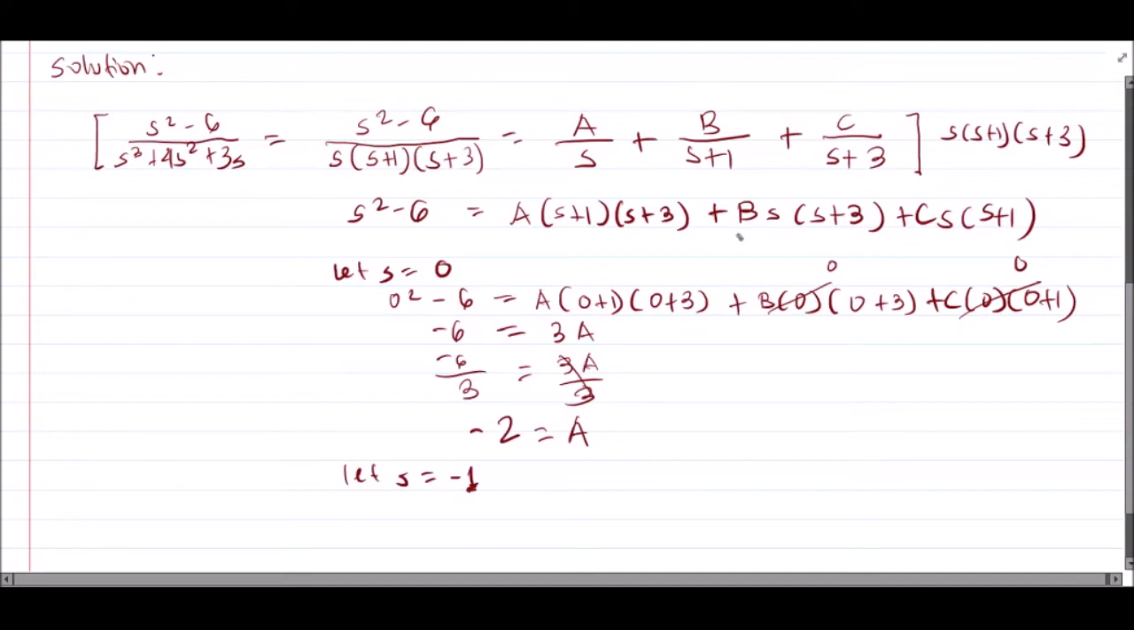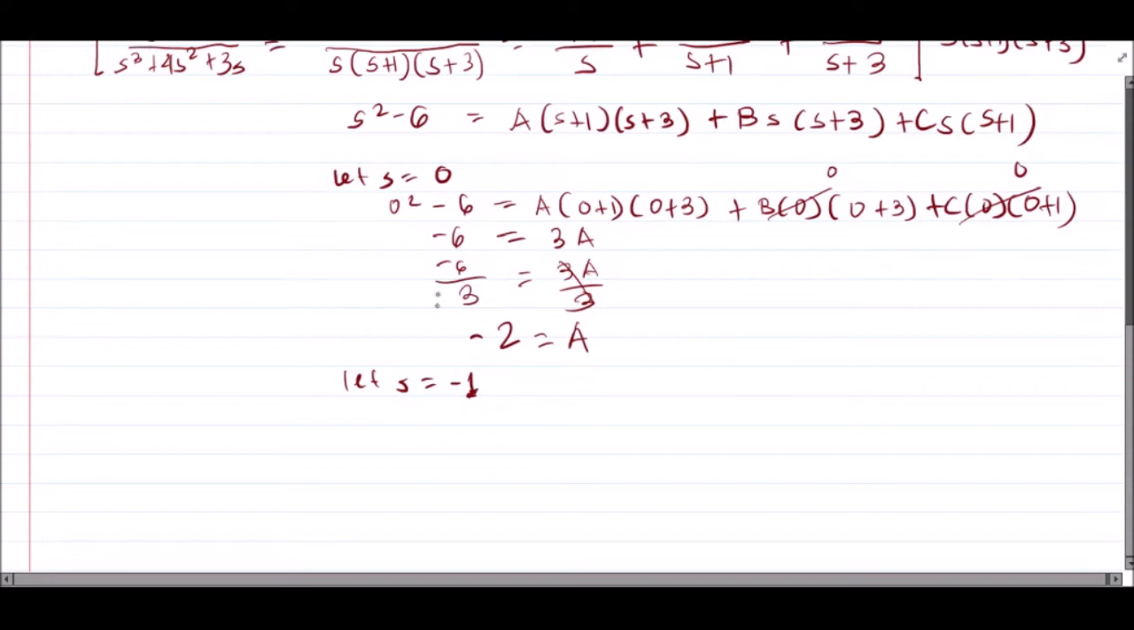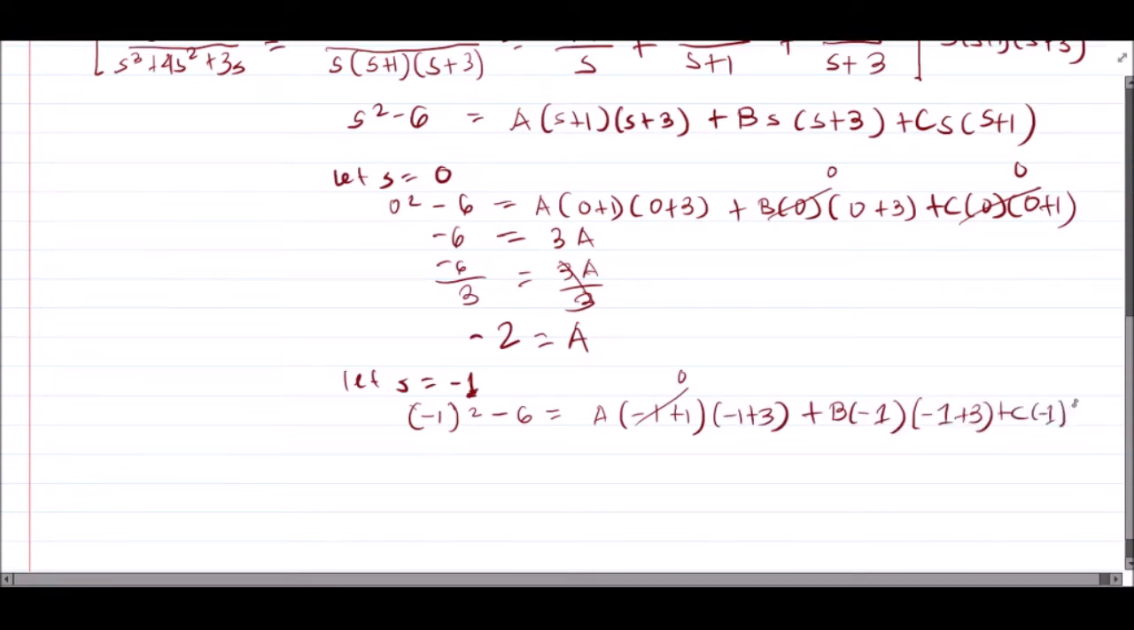So I will be solving for b, no? We have negative 1 squared, so this is s squared minus 6 is equal to a times (negative 1 plus 1), so that will be 0, no? Then (negative 1 plus 3), plus b times negative 1 times (negative 1 plus 3), plus c times negative 1 times (negative 1 plus 1). Okay, so this will still be equal to 0. So we have negative 1 squared, sorry, this is squared, not times, so that will be 1 minus 6. So we'll have negative 5.